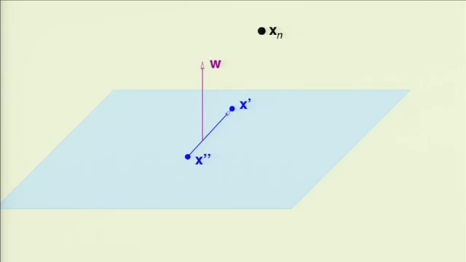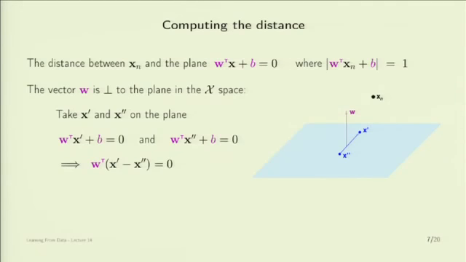So the interesting thing is that we didn't make any restrictions on X dash and X double dash. These could be any 2 points on the plane, right? So now the conclusion is that W, the same vector W that defines the plane, is orthogonal to every vector on the plane, right? Therefore, it is orthogonal to the plane. So we got that much. So we know that now the W has an interpretation.